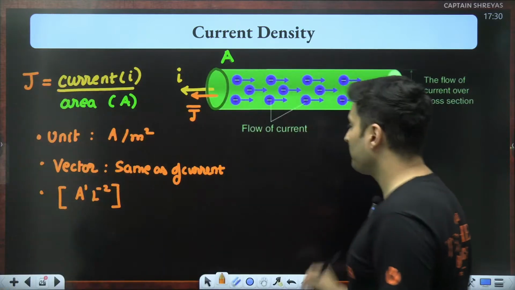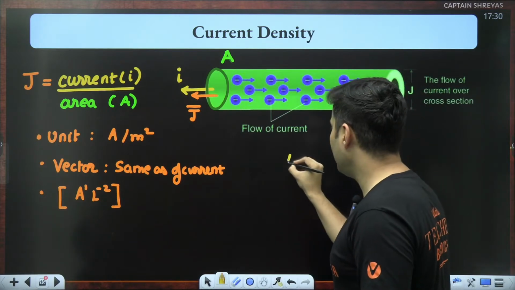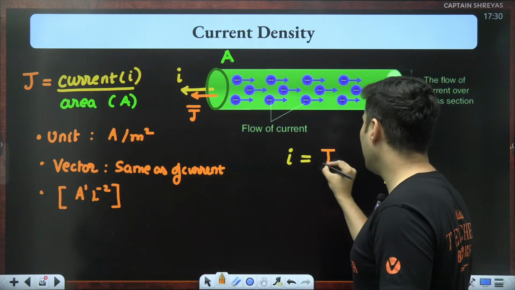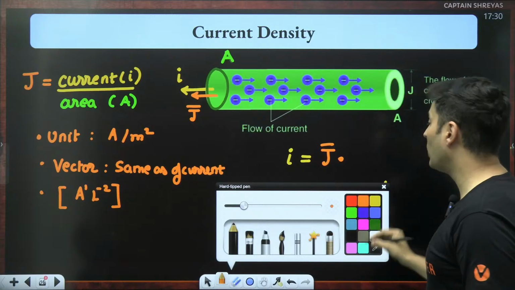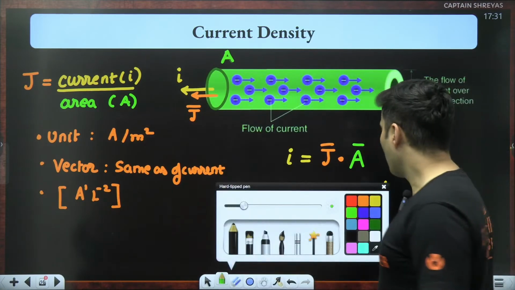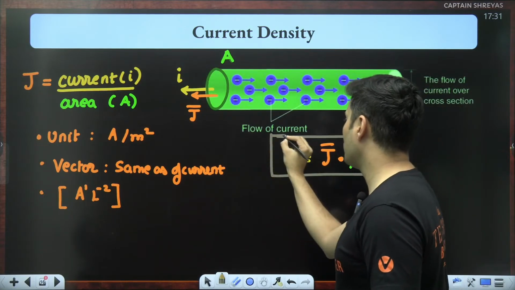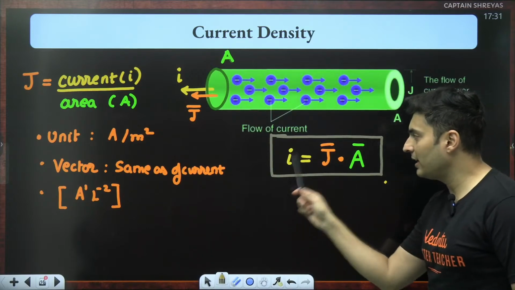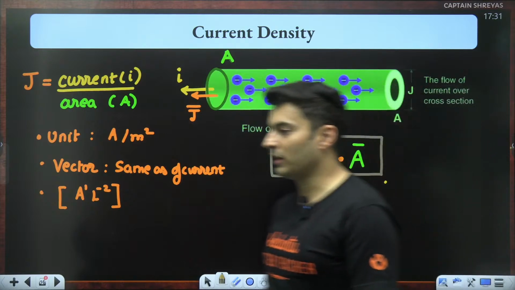So you move it around, and what you will notice is that the current will be nothing but the current density dot product with the area vector. It's a scalar quantity, that's why I'll need the dot product. So this is the vector formula for current density, which you should know. It is J dot A. It is dot product because current is a scalar quantity. Remember that.